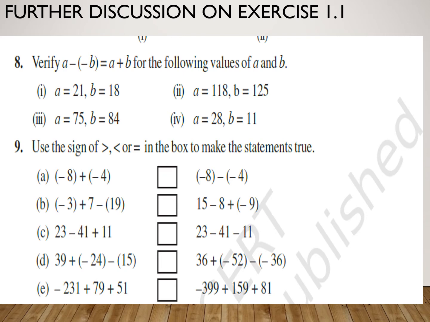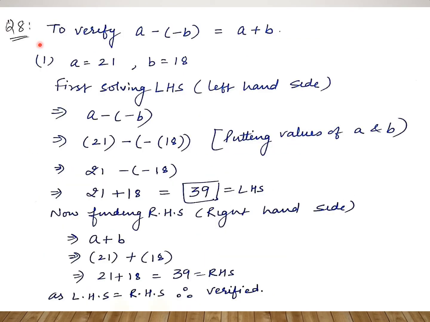Okay, let's start. In question number 8, we have to verify this property that we already know, because minus into minus is plus. So first of all, the first part is a equal to 21, b equal to 18. Now we are solving the left hand side first, that is a minus of minus b. Now just put the values of a and b. A is 21, then we have minus sign, bracket, again minus sign of 18, bracket close.